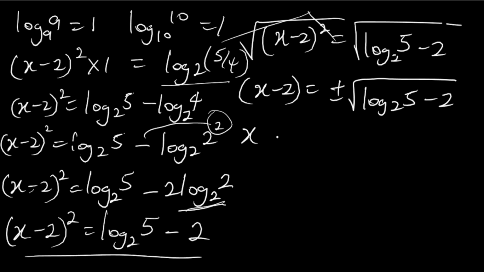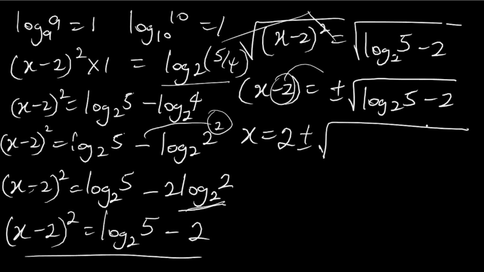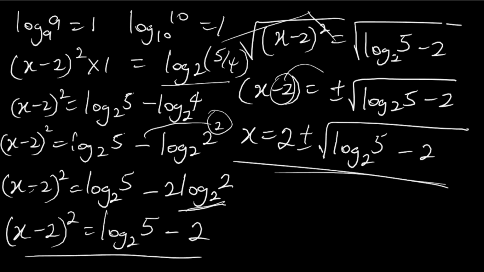That is, when this negative 2 you're seeing right here goes to the other side, it gives us a positive 2 plus or minus the square root of log 5 base 2 minus 2. And this is the final answer to this question.